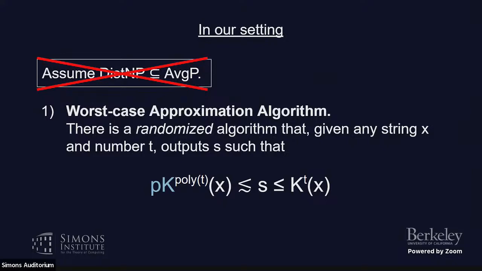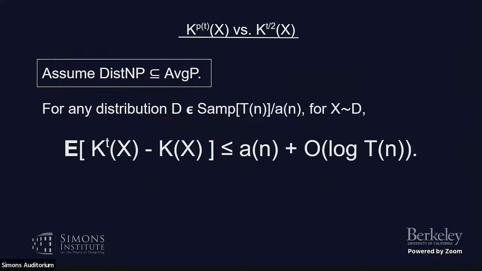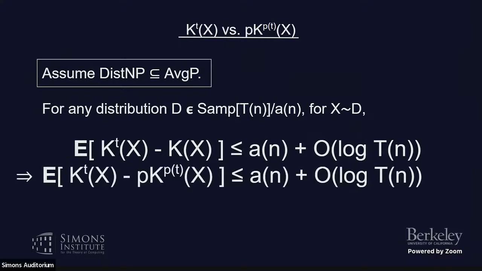Okay, so how do we get around this? Well, the idea would be to use something like this slide I showed earlier, which says that in expectation, Kt of X will be roughly K of X. One thing we know about pKt is that it's always smaller than Kt and it's always larger than time-unbounded K. So if we had a statement like this, it would immediately give us that we don't need to worry too much about these differences between Kt and pKt, because with high probability they'll be close enough. With high probability that approximation algorithm will be good enough for our purposes.